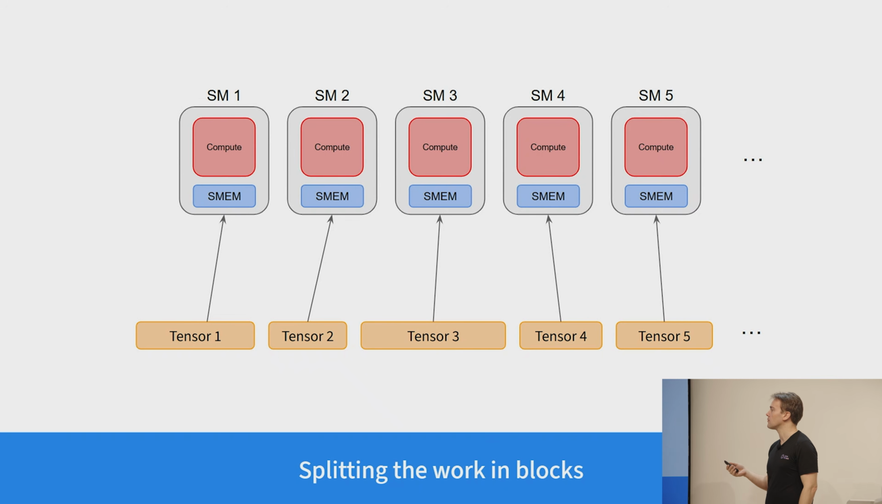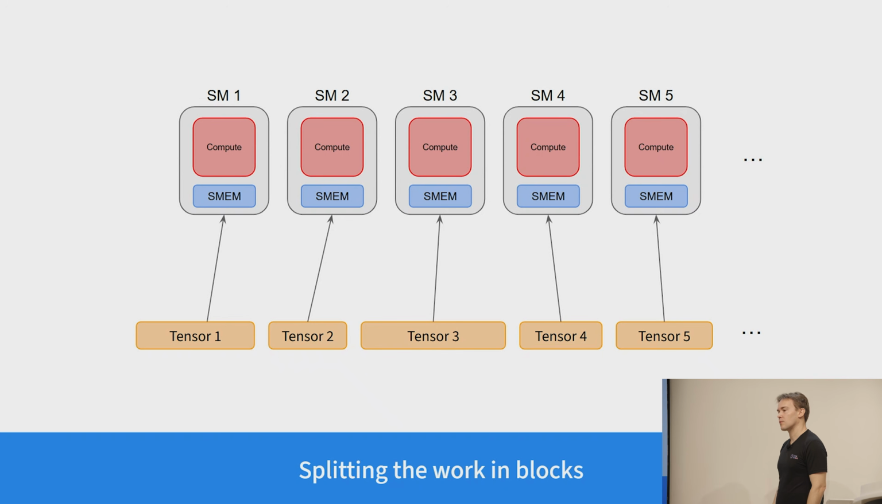So here for our problem, it's very easy because we have lots of tensors. Computing the sum of individual tensors are problems where you don't need to talk to each other. So we can just assign one tensor to one SM. You might think there's a problem. We have 132 SMs on an H100, and we have thousands of tensors because this is a very big model that has lots of layers.